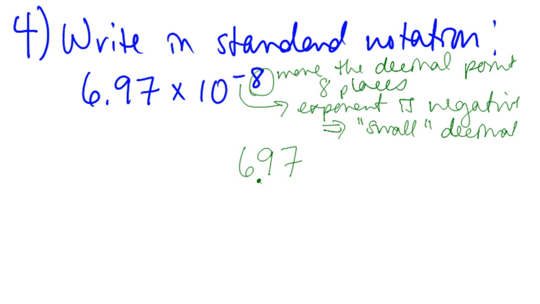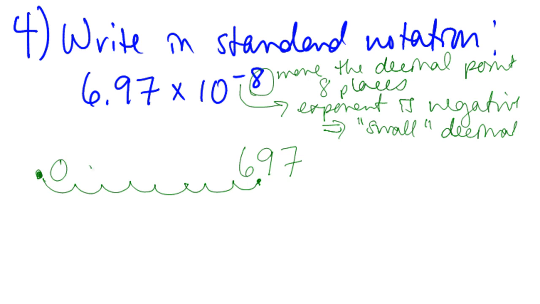So we need to move that decimal point 8 spots, and which direction do we need to move it? Well, if we moved it to the right, we'd end up with a big number, which is not what we want. Because this is a negative exponent, we know that we're going to have to move it to the left to get a small decimal. So we'll move it to the left 8 spots. 1, 2, 3, 4, 5, 6, 7, 8. This is the new spot where the decimal point should end up.